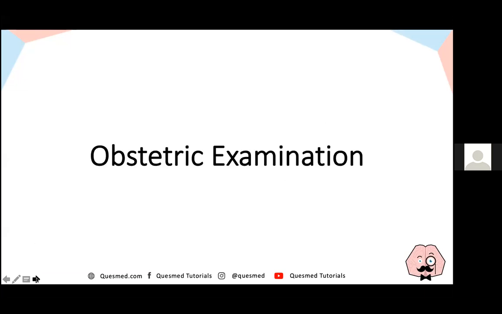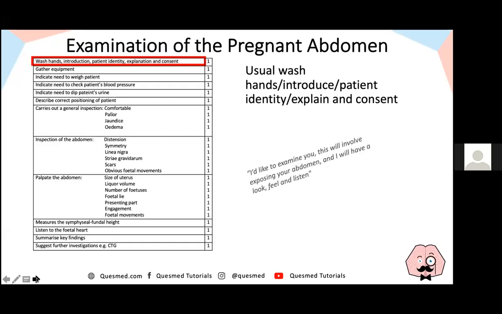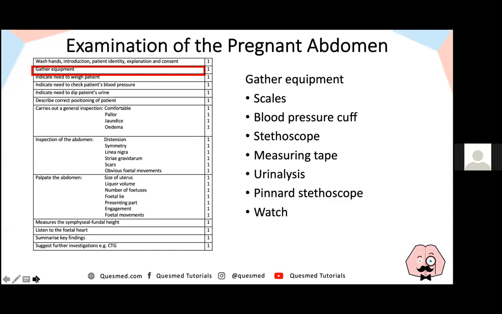So moving on to our last station here, obstetric examination. So the usual washing your hands, introducing yourself, yada, yada. We want to gather the equipment that we need. So in terms of a proper full examination of the pregnant abdomen, you do need things like scales, blood pressure cuff, stethoscope, measuring tape. Quite often in your OSCEs, it will tell you to only examine the abdomen, but I'm going to go through the entire examination of a pregnant woman, just so that you've gone through the entire thing.